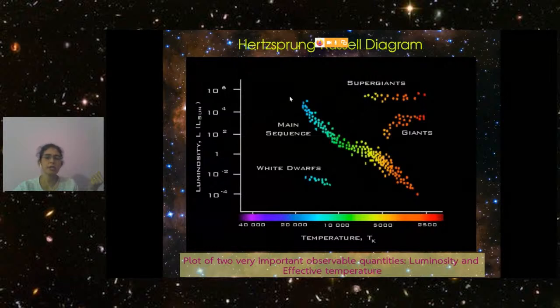So in this plot, where does the sun lie? As I said, the sun has one solar luminosity, because as you can see, the unit here is solar luminosity. So it has one solar luminosity and an effective temperature of roughly 5800 Kelvin. That would be somewhere here. So this is where our sun would lie in this diagram.